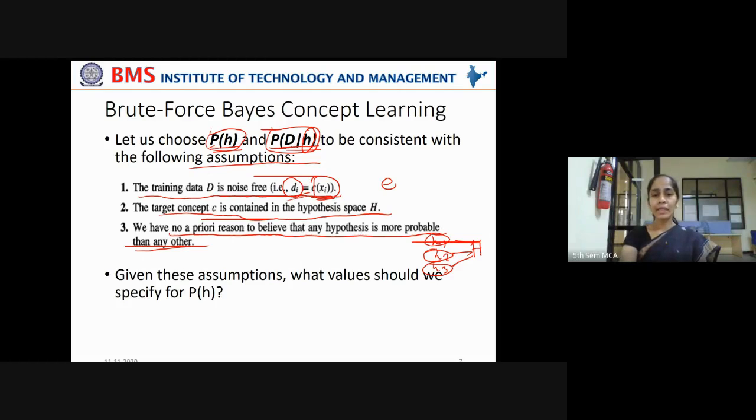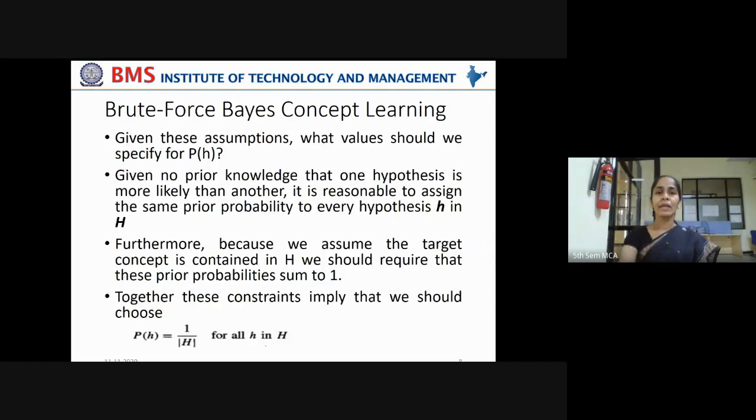That will be your best hypothesis that explains the behavior of your training examples. Did you understand? Now, given these assumptions, what value should we specify for P of H? Let's see. Given no prior knowledge that one hypothesis is more likely than another, we don't have any prior probability knowledge here. It is reasonable to assign the same prior probability. This I have been repeating again and again. When there is no knowledge about prior probability, you have to assign the same prior probability to every hypothesis H in the hypothesis space H.